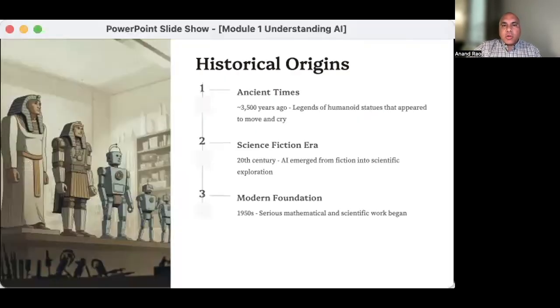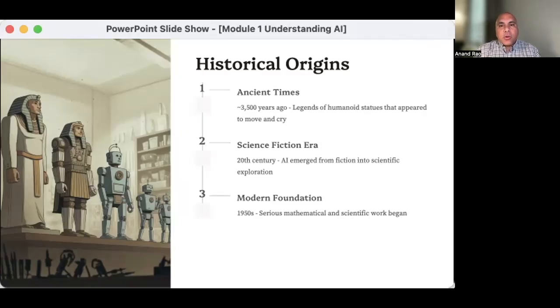Now, if we look at some of the historical origins, the concept of artificial intelligence has been around with us longer than you might think, even if it wasn't called AI. According to legend, there were stories even 3,500 years ago of humanoid statues that appeared to move and cry by themselves. And so the idea of non-human intelligence was being considered even back then.